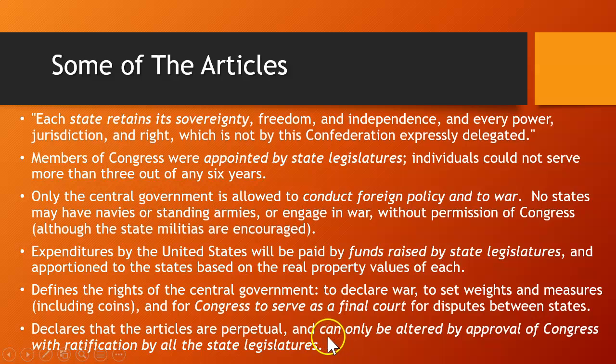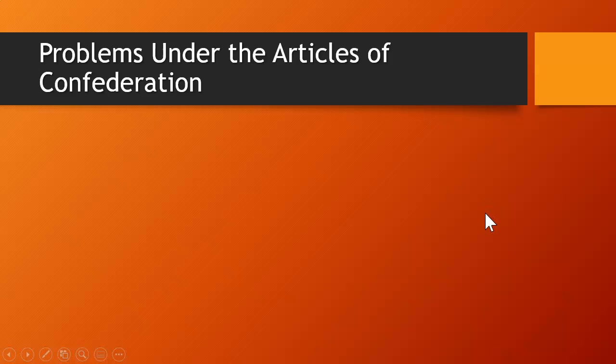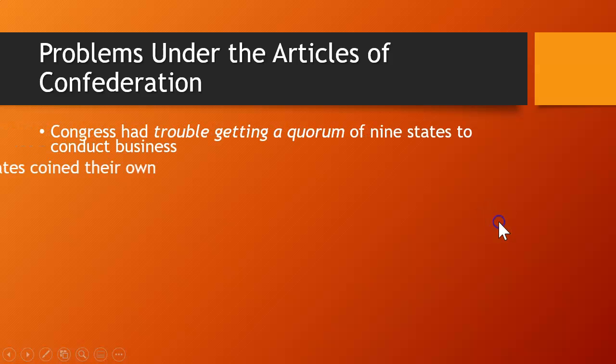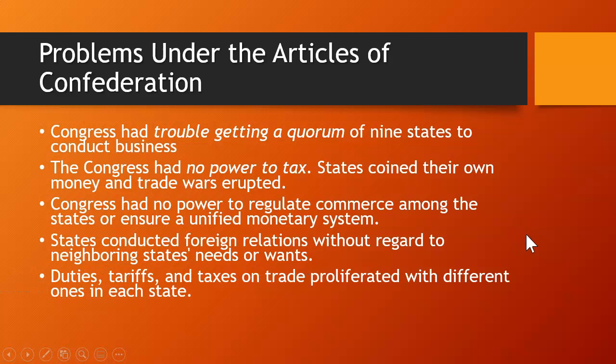Here's the big one. The Articles can only be altered by approval of Congress with ratification by all of the state legislatures. All of the states never agreed on what should be done, so therefore they could never make any changes to the Articles of Confederation. So when it was apparent that the Articles of Confederation weren't working and were going to fail, the states couldn't agree on how to change the Articles to save the government. So what they did was they went ahead and they created another government. The Constitution that we have today.